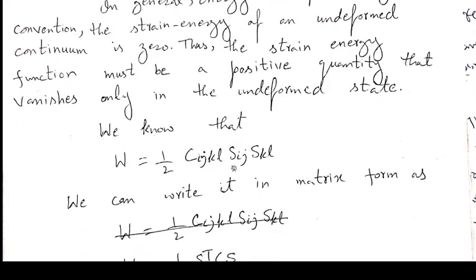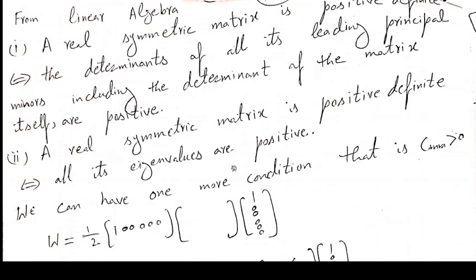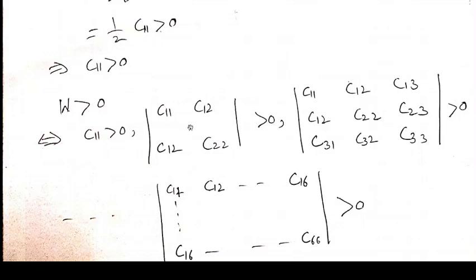Now we will take help from some results of linear algebra. A real symmetric matrix is positive definite if and only if the determinants of all its leading principal minors, including the determinant of the matrix itself, are positive. If we have C, symmetric and real, and if it is positive definite, then all the leading principal minors, including the determinant of the matrix itself, must be positive. This is written here: C11, then the determinant of the 2 by 2 matrix, then 3 by 3, then 4 by 4, then 5 by 5, and at the end the determinant of the whole matrix must be positive if C is positive definite.